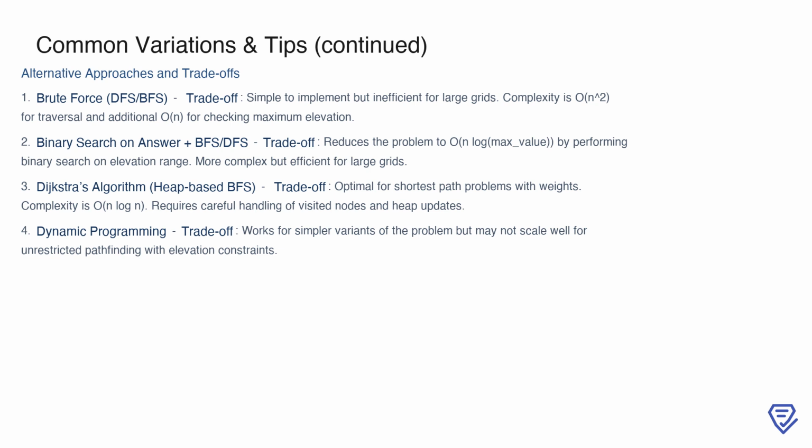This approach is optimal for shortest path problems with weights and has a complexity of O(n log n). However, it requires careful handling of visited nodes and heap updates to avoid bugs. Lastly, dynamic programming can work for simpler problem variants, but it may not scale well for unrestricted pathfinding with elevation constraints. Each method has its strengths and weaknesses, so understanding when and why to use them is crucial for mastering this problem.